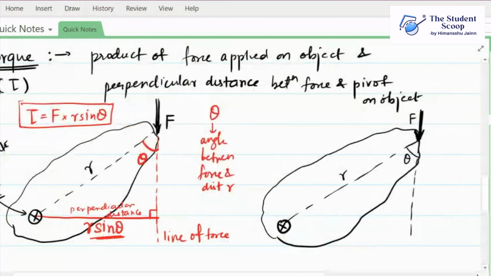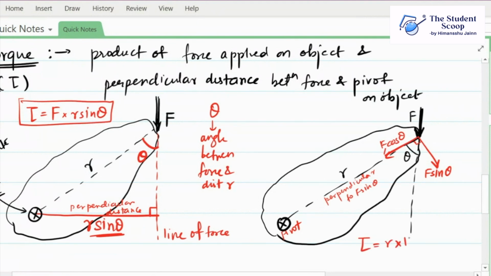perpendicular component of the force. So there are two possible components of this force. There is an F cos theta, which will be along the pivot, and there is an F sin theta. Now F sin theta becomes automatically perpendicular to the pivot. So the R automatically becomes the perpendicular distance in this case, perpendicular to F sin theta. So the torque in this situation is R into F sin theta.